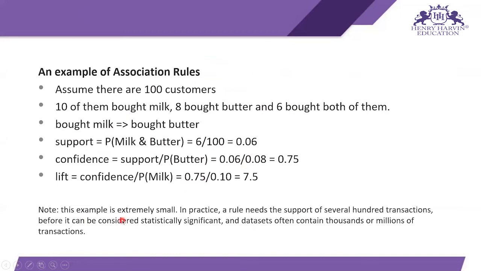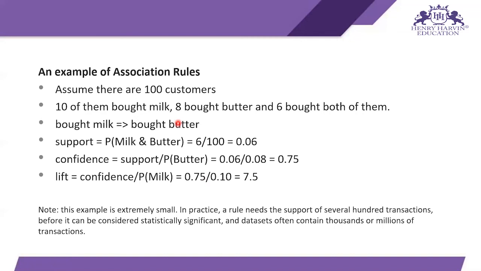Note, this example is extremely small. In practice, a rule needs the support of several hundred transactions before it can be considered statistically significant, and datasets often contain thousands or millions of transactions. So this example is based on 100 customer transactions. In real life, we have thousands or millions of transactions in our database, and we consider those to make these rules.